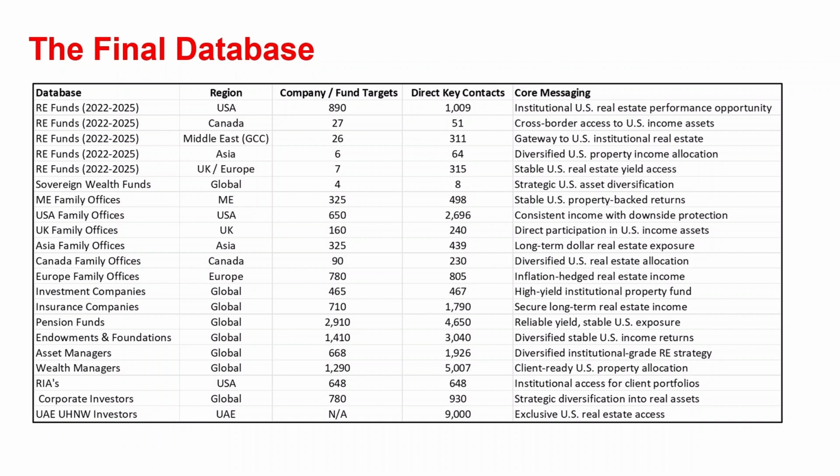And we also have core messaging. These are the core messages that we're going to try to create with our outreach letters, so that this is a very customized campaign. This is not a campaign where we're going to do a lot of bulk emails. We're going to do some, but most of this is going to be stuff that I'm going to be doing one-on-one.